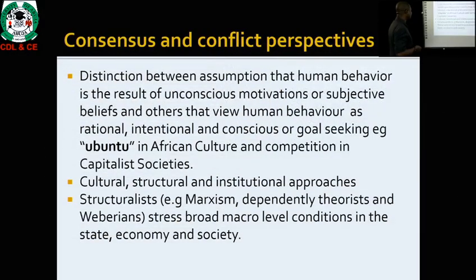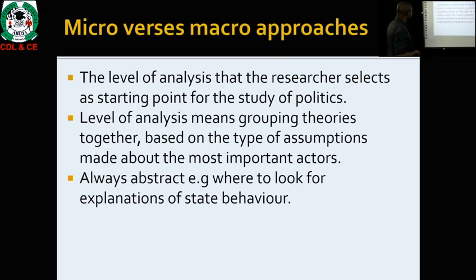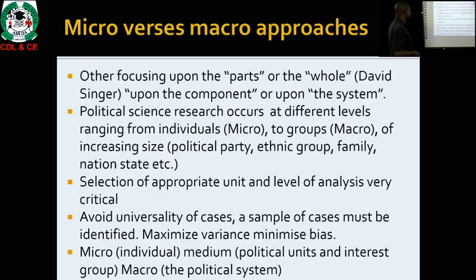Cultural, structural, and institutional approaches. Structuralists, e.g. Marxism, dependency theories, and Weberians stressed broad macro-level conditions in the state, the economy, and society. Micro versus macro approaches. The level of analysis that researchers select as starting points for the study of politics. Level of analysis means grouping theories together based on the type of assumptions made about the most important actors. Always abstract, that is, where to look for explanation of state behavior. Others focus upon the parts or the whole, upon the component or upon the system.